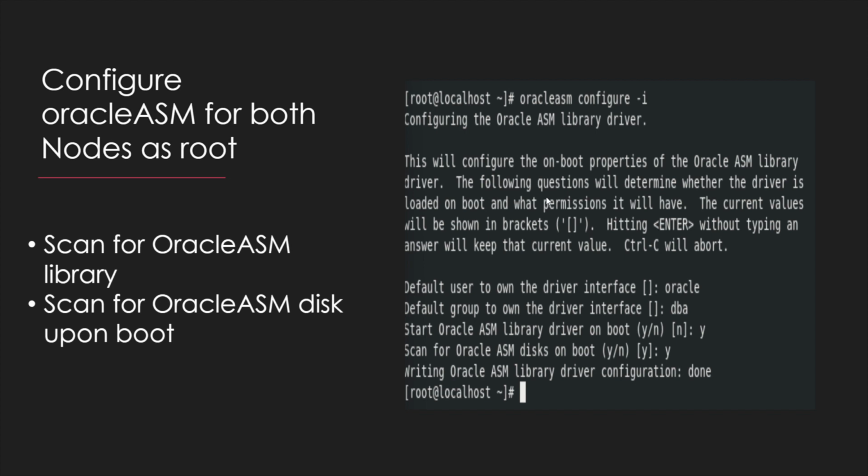So first, before we can scan for the Oracle ASM library, we need to configure it. So we'll say oracleasm configure -i, set the driver owner as oracle, the group to own this driver is dba. As I said, the pre-install already creates these groups for us, so we don't need to go through this step by step. Then we're going to say start the ASM library driver on boot, which is yes, and then scan for the ASM disks on boot, which is also Y for yes. And then after that, you tell it the configuration is done.